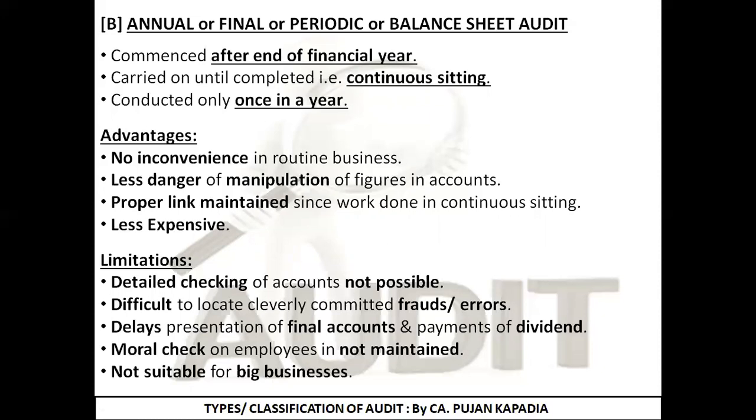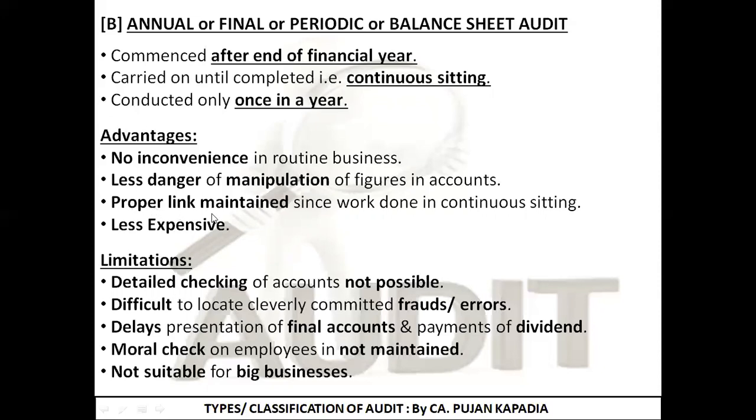Fine. Let's see now what are the advantages. First is there is no inconvenience to the routine business. Why? Because after the year is getting over, I am starting my audit work. So there is no inconvenience to my present routine business. Second is less danger of manipulation of figures in accounts, because I am going to start with 1st April and continue till 31st March in one sitting only. So the chances that employees or accountants may manipulate or make certain alterations in accounts is comparatively less. So this danger of manipulation of accounts is comparatively lesser.